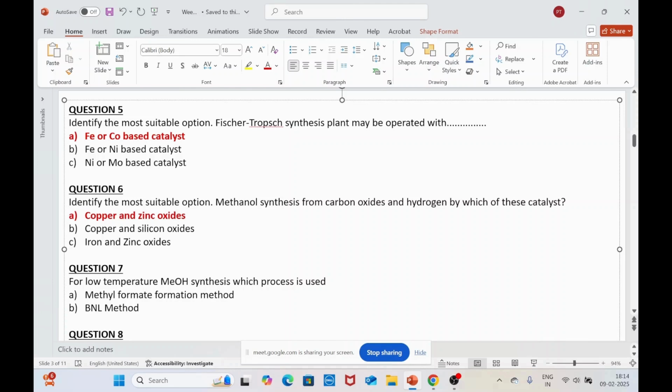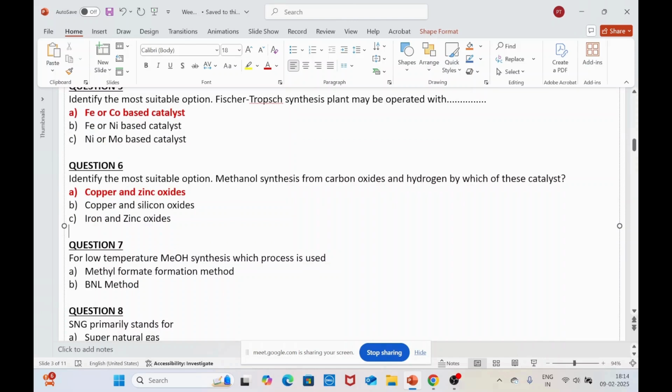Here we are not discussing the other options, because a catalyst can be used in multiple other synthesis processes. It is not possible to discuss or list out processes which may not be within the scope of this course. So for these two questions, we will just identify the right answer.